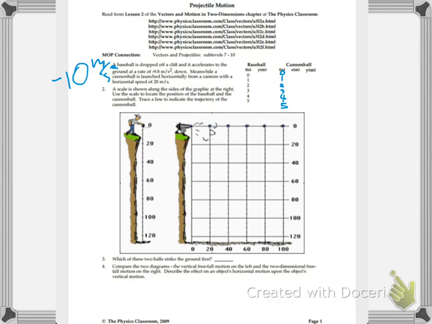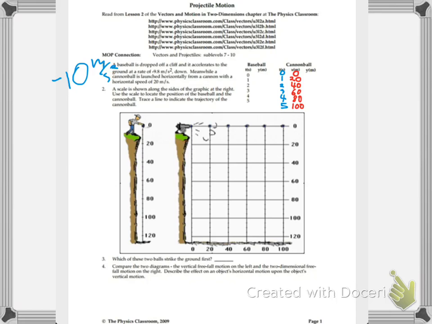So at time 0, it has an x position of 0. In 1 second it has traveled 20 meters. So that means that at 2 seconds it's traveled 40, at 3 seconds it's traveled 60, at 4 it's at 80, and at 5 seconds it has already traveled 100 meters.